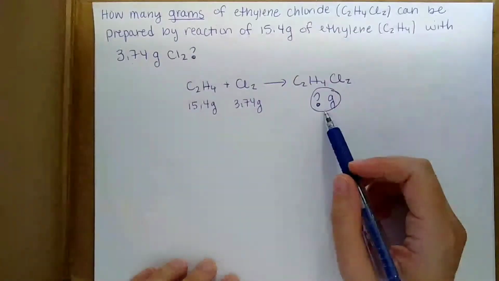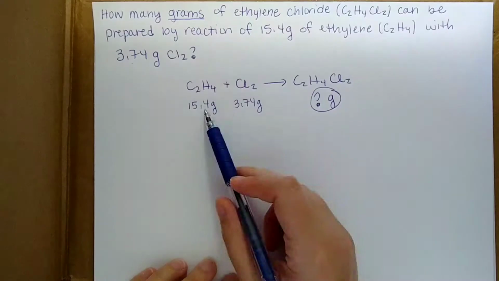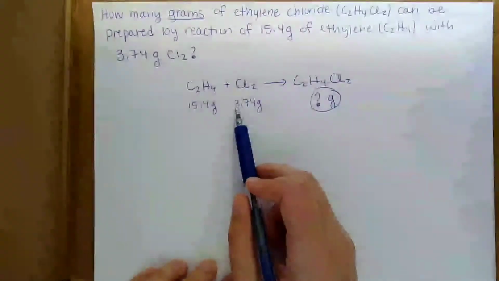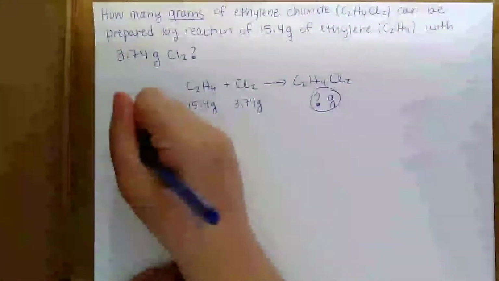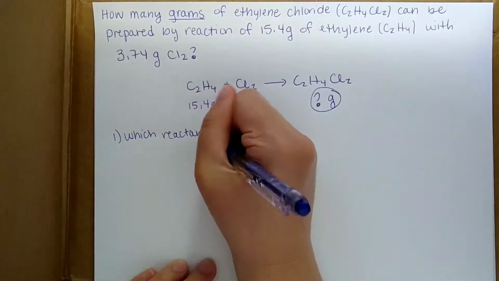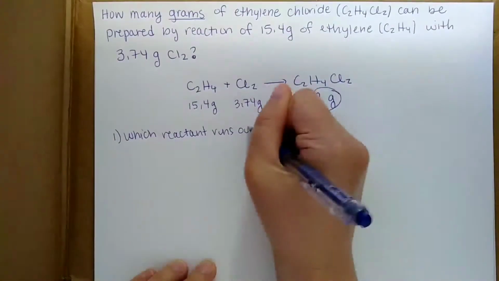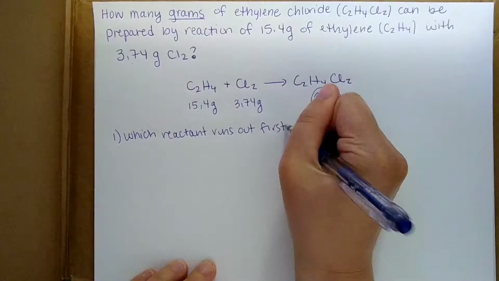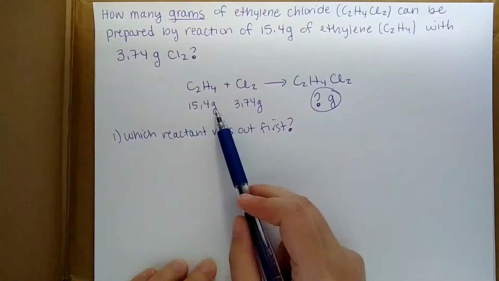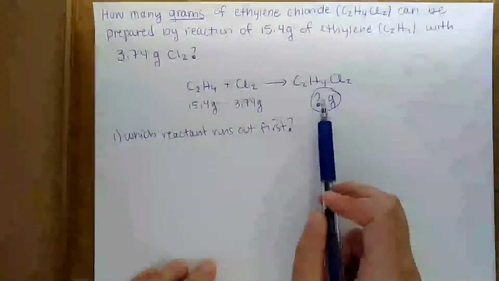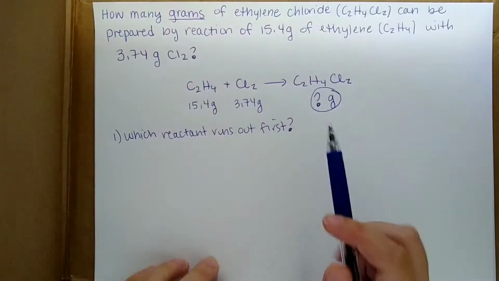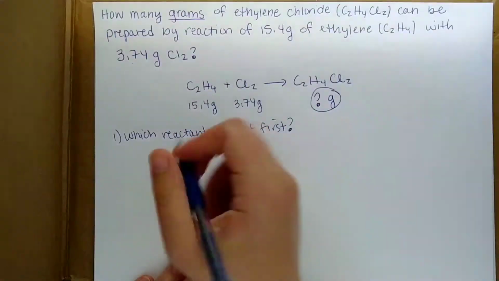So like I said, whenever we're looking at these types of questions, we need to ask ourselves which one of these reactants is going to run out first. That's the first thing we need to do. So here, let me write it. Which reactant runs out first? Just like in lecture, we're going to take each one of these and figure out how many grams of product we could possibly get. And whichever one gives us less is going to be the thing that runs out first, or our limiting reactant.